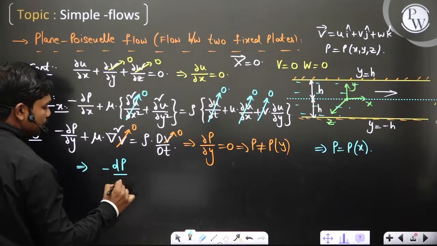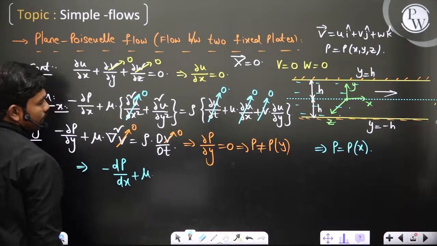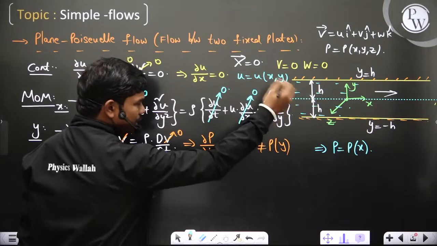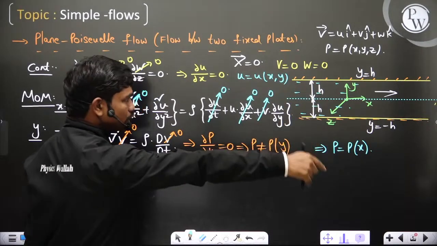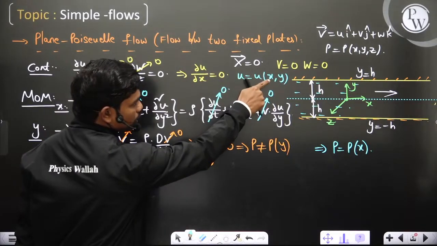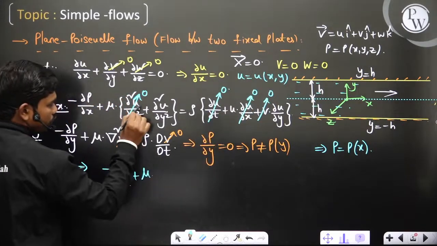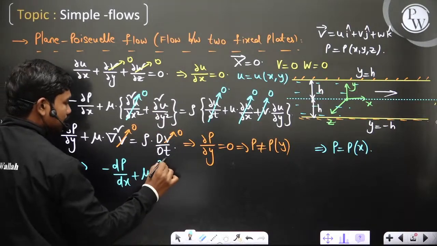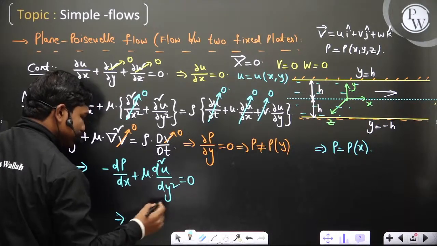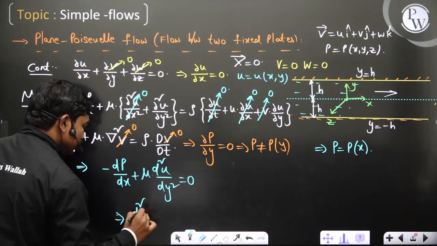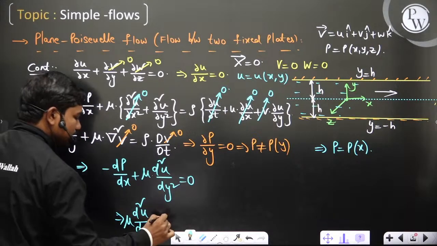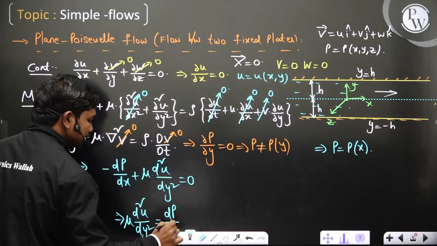So minus dp/dx plus mu into velocity. Since u is actually a function of x comma y, because we have made the steady assumption, so no time, and in the z direction there are no changes, so u is a function of x comma y, but ∂u/∂x is 0. That means u doesn't depend on x, u depends only on y. So if your u depends only on y, this can be written as d²u/dy². Now clearly, mu times d²u/dy² is equal to dp/dx. This is what you have here.